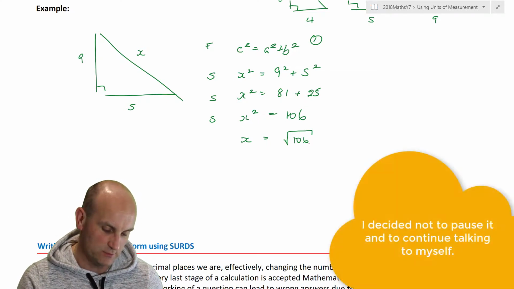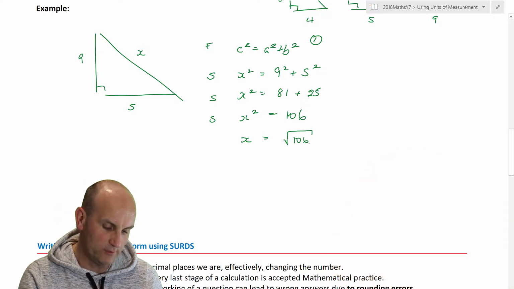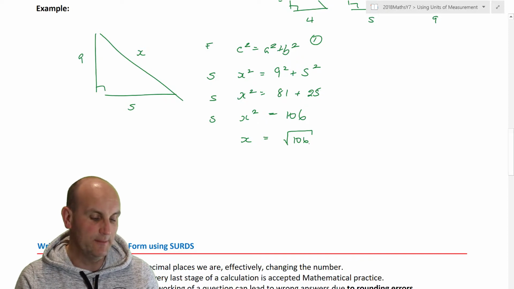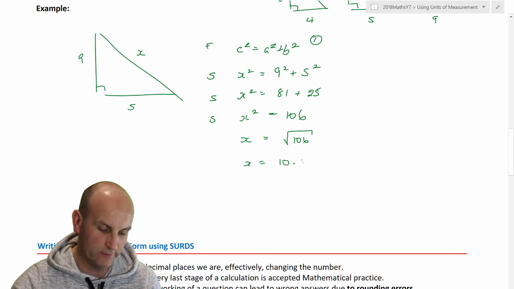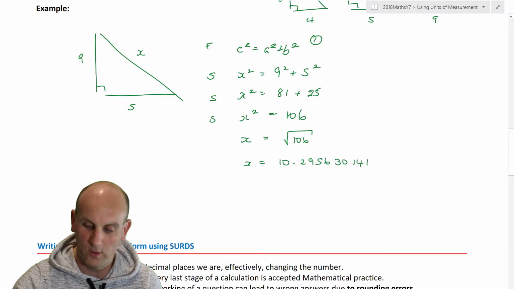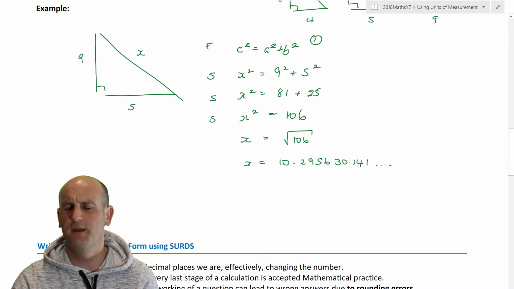So, I'm going to do the square root of 106 and press enter. Now my calculator gives me this. X is equal to 10.295630141. That's what it shows me, but the chances are it's going to go on to infinity and beyond.